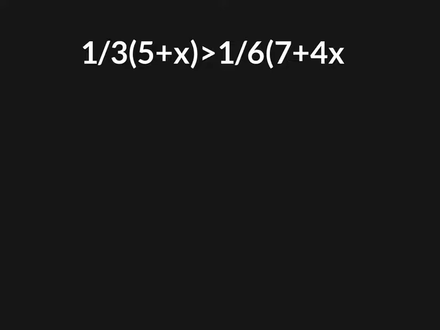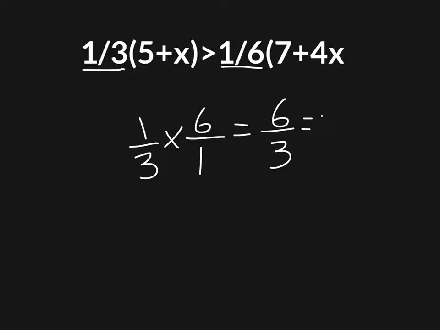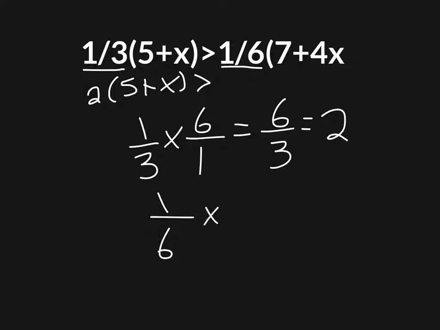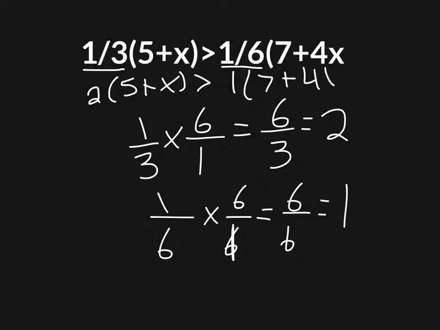This one's a little bit different. You have to make both of the fractions into whole numbers. So the way you can do that is multiply them both by 6. So 1/3 times 6 equals 6/3, and that equals 2. So that'd be 2 times 5 plus x is greater than 1/6 times 6 equals 1. 1 times 7 plus 4x.